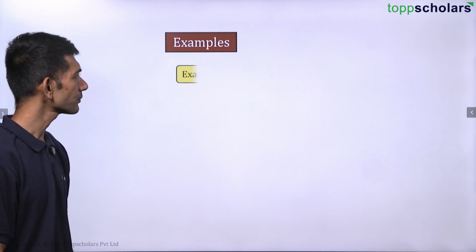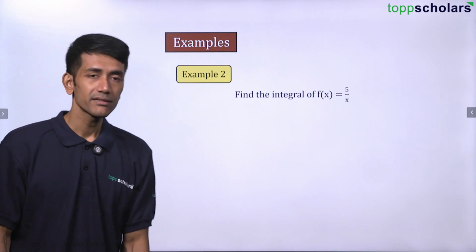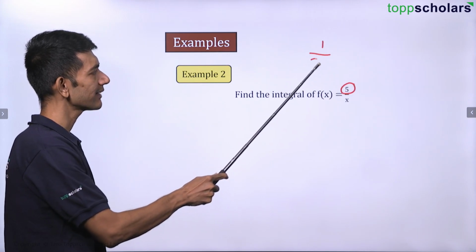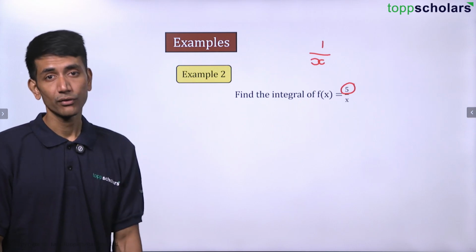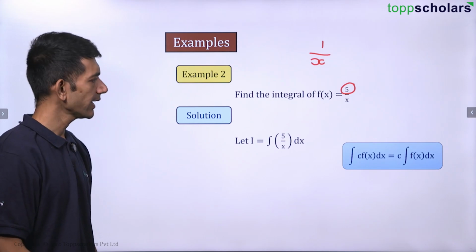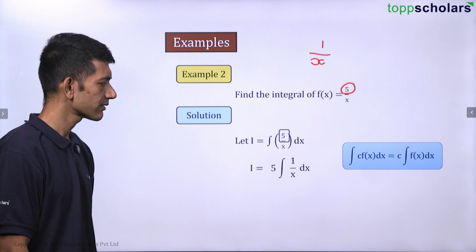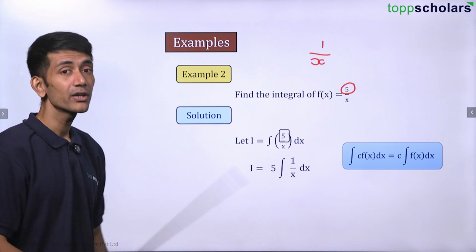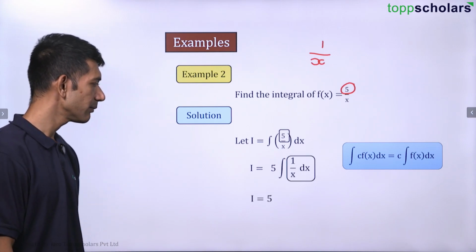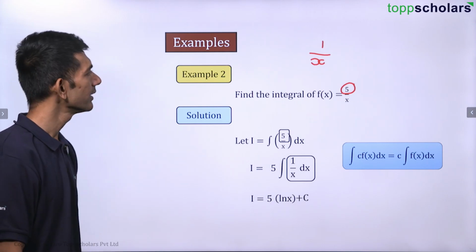Let's continue. Example number 2. It says find the integral of f of x is equal to 5 by x. So again you can keep 5 outside. You can just take 1 by x as you know. And then you know what is the formula for integration of 1 by x dx, right? So again constant 5 will come outside. Integration 1 by x dx. We know that derivative of log x is 1 by x. So integration of 1 by x will be log x plus c, right?